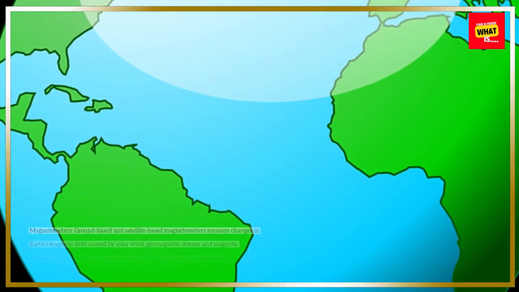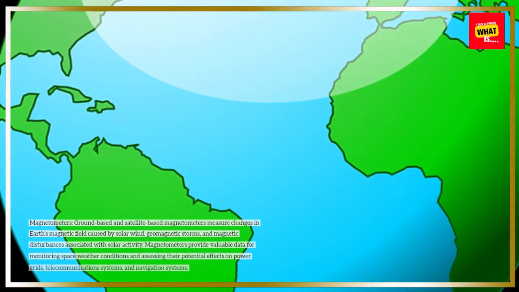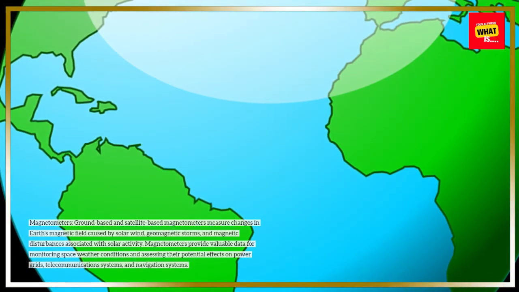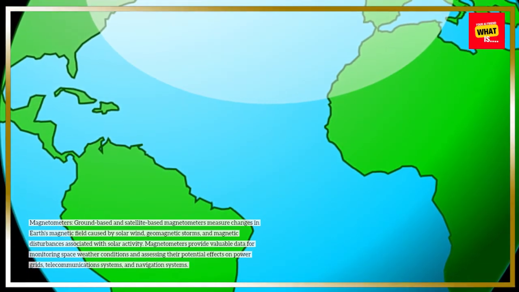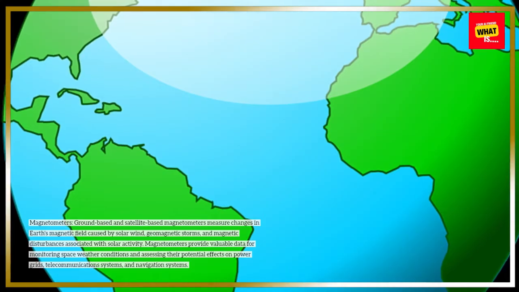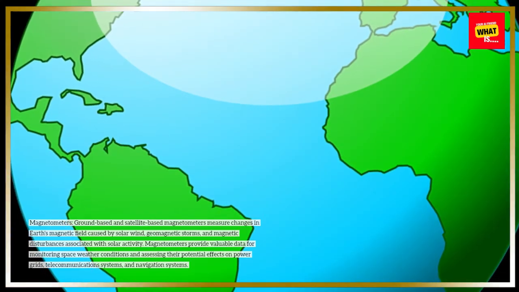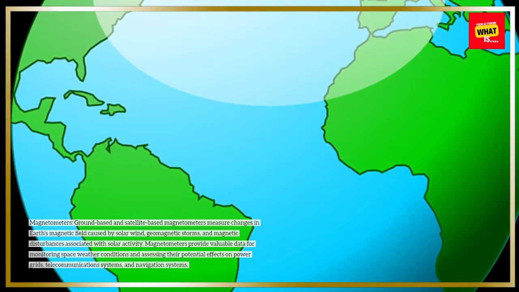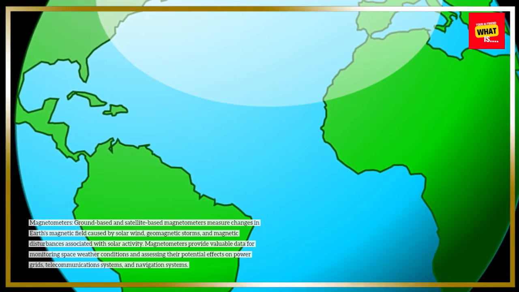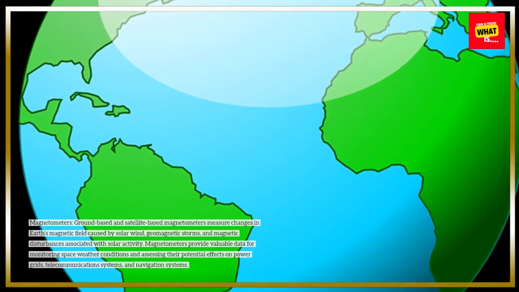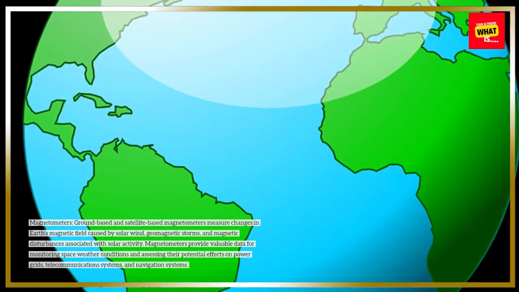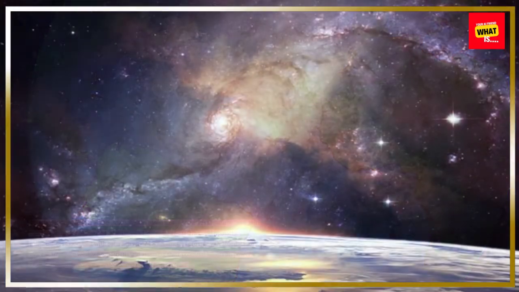Magnetometers. Ground-based and satellite-based magnetometers measure changes in Earth's magnetic field caused by solar wind, geomagnetic storms, and magnetic disturbances associated with solar activity. Magnetometers provide valuable data for monitoring space weather conditions and assessing their potential effects on power grids, telecommunications systems, and navigation systems.